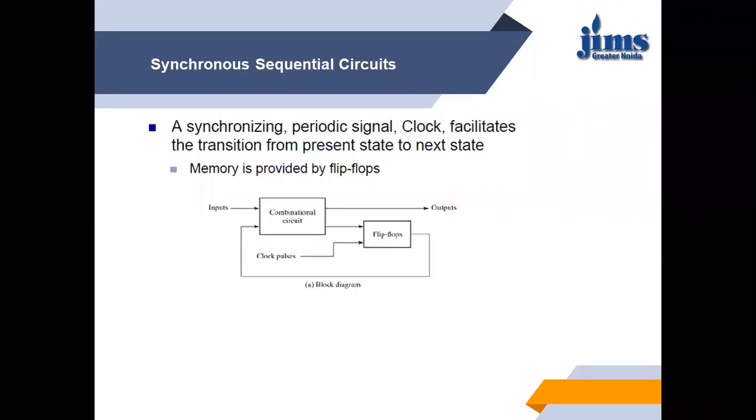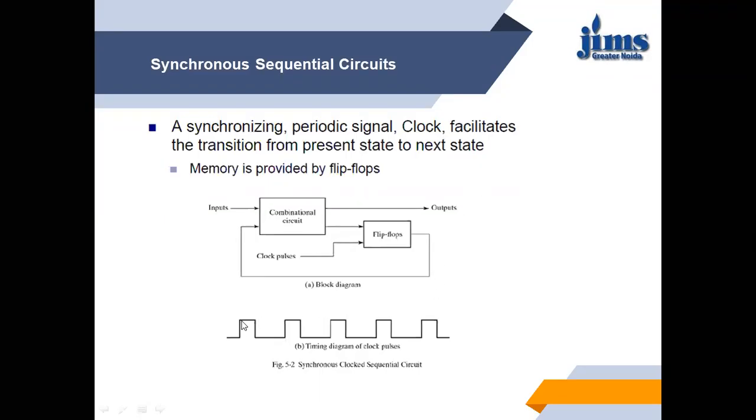You may consider the clock like this: whenever you are buying a processor or a mobile phone, you always look at its speed. Suppose the speed of your processor is 2.3 gigahertz. This gigahertz is the frequency of the clock which we are using for synchronization. This clock pulse synchronizes all the memory elements in the sequential circuit. This is the type of clock we use for synchronous circuits.